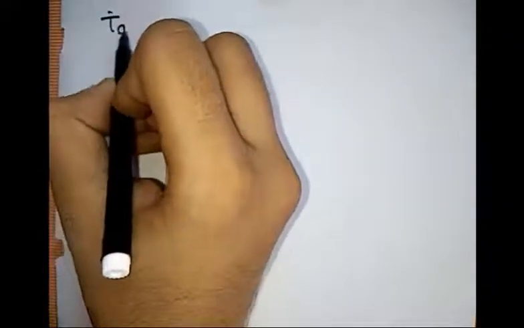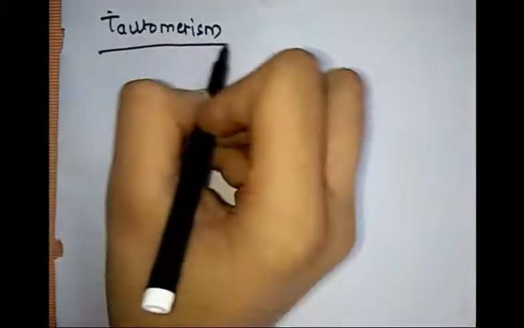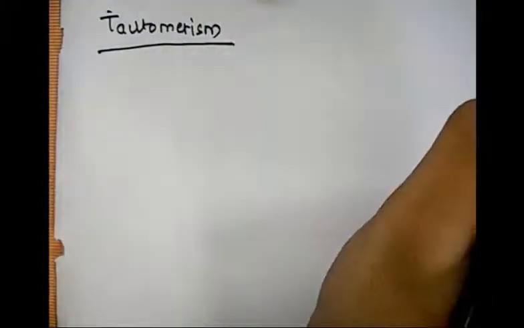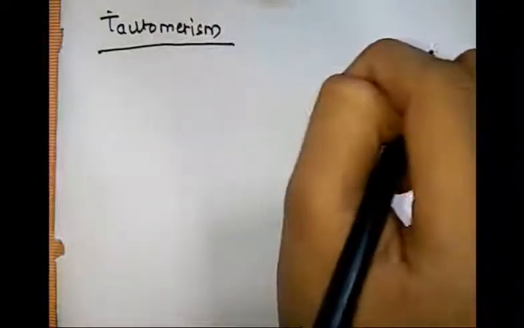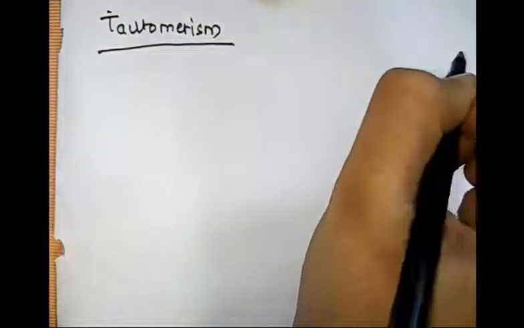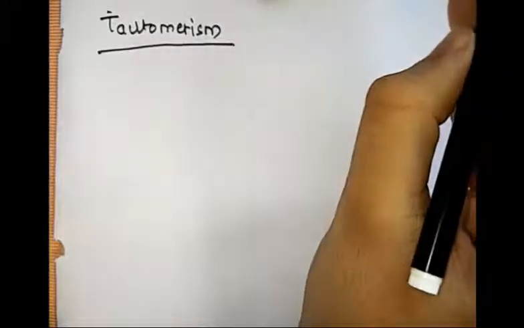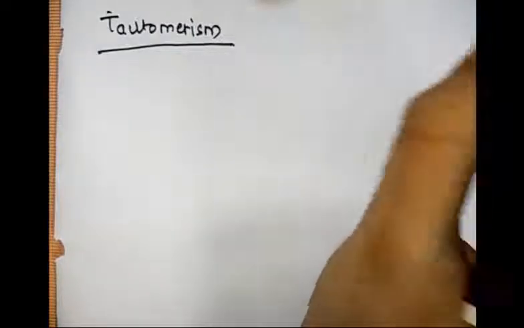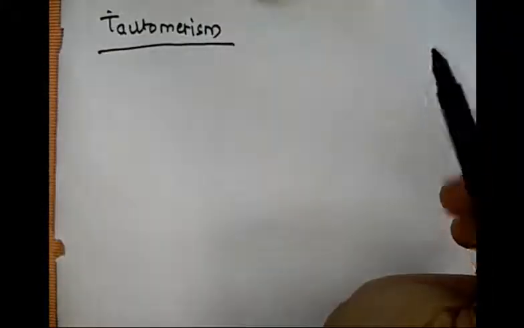Now talking about tautomerism. This tautomerism is a special type of functional group isomerism in which two isomers are interconvertible. In all the other functional group isomerism, the isomers which are obtained are not interconvertible. But the tautomers are a special group of isomerism in which the two isomers formed are interconvertible among each other and they exist in equilibrium.